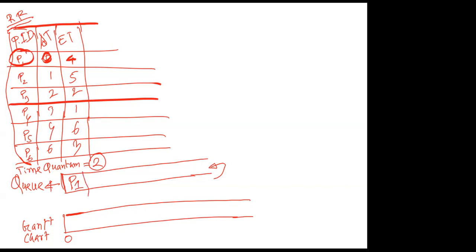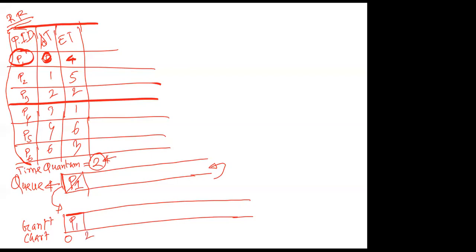So this process will be removed and scheduled to the CPU. The operating system will find at time 0 only one process inside the queue. So this process will be removed by your operating system and scheduled to the CPU, and P1 will be in here. How long will it run once it's scheduled? It will run till two time units, before it gets preempted.